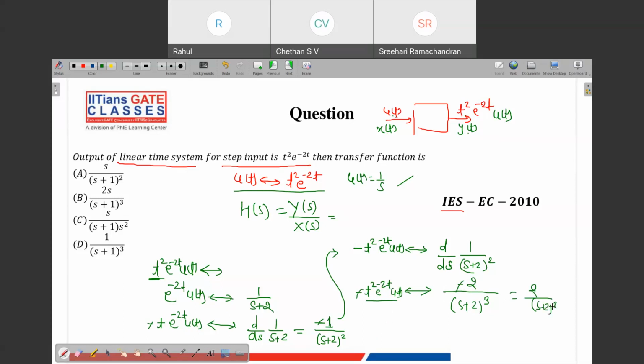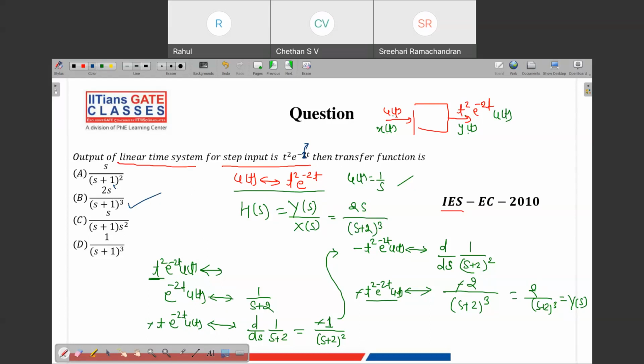Now this is our Y(s). We know X(s), which is 1 by s. When you put it here, you'll get 2s divided by (s plus 2) whole cube. I think there is a problem here. Either this is 1 here or this is 2 here. I think this is 1 here. I will cross-check again, but this is the answer then in that case.